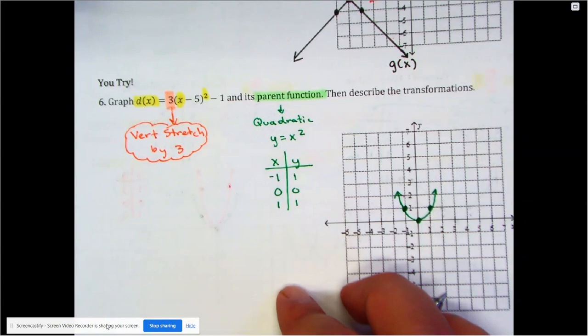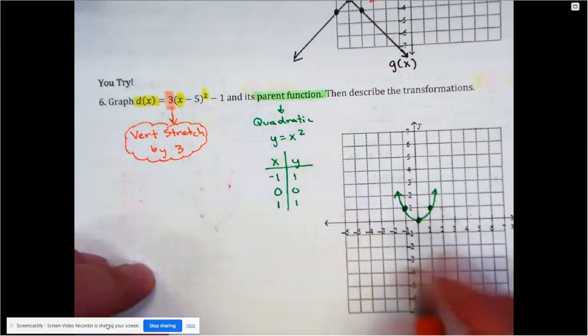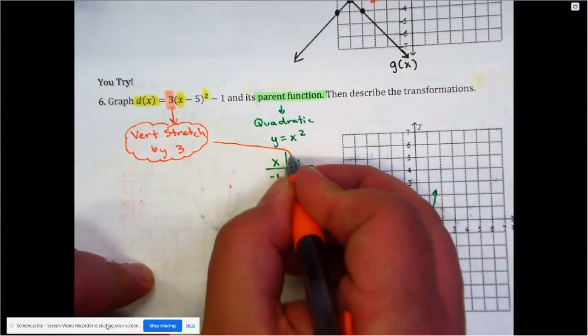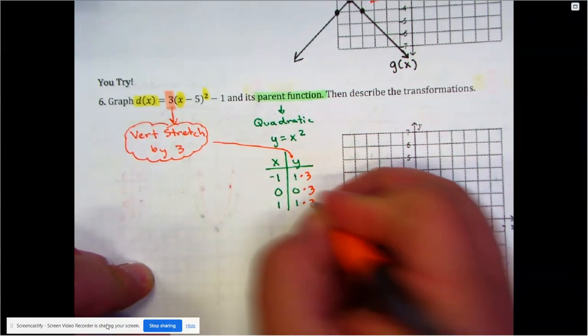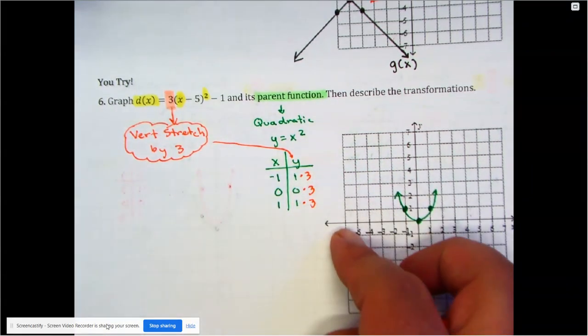Okay, so we're going to do a vertical stretch by 3. Now, what does that mean? Remember, how do we actually do stretching? We're going to multiply every y value by 3. So that's why it comes in handy sometimes to have that table drawn out for you.